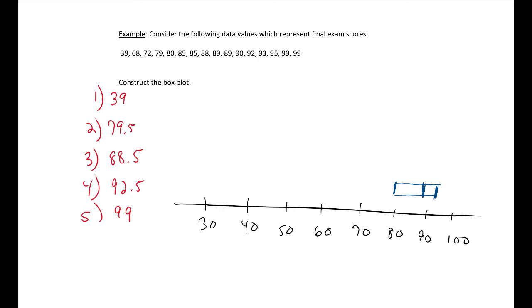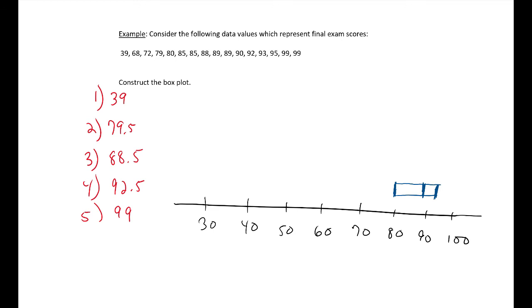It's really hard drawing on a tablet, y'all. All right, so that is our box. It's like a 3rd grader drew that. So the left side of the box is your Q1, the middle is your median, your Q2, and then the right side is your Q3.